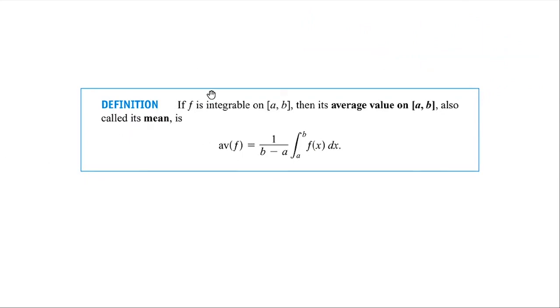And we can also find the average value of an integrable function on interval AB by using this definite integral, which is basically 1 over b minus a times the definite integral. That will help us to find the average value of the function, which is also called the mean.